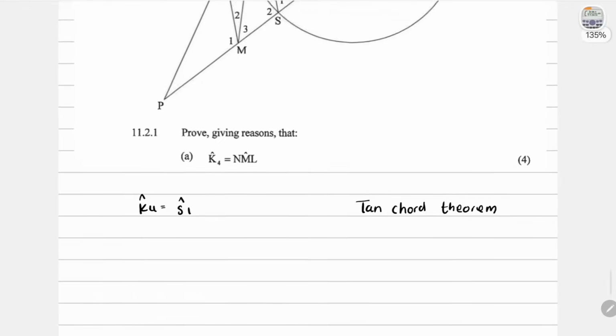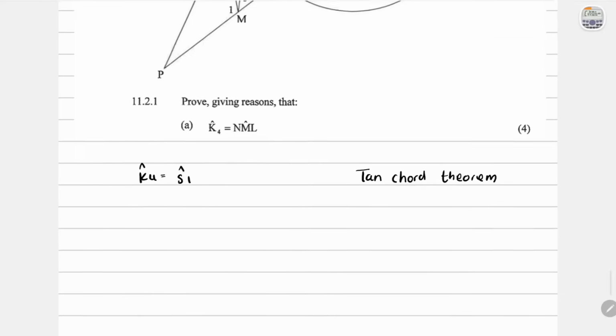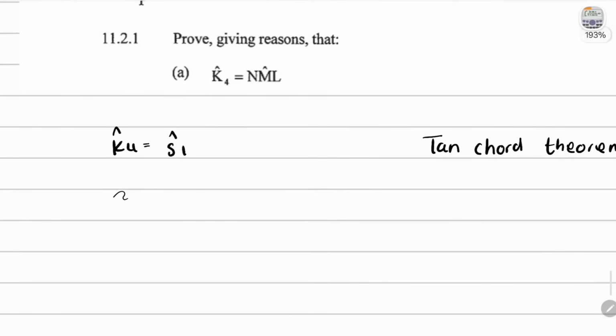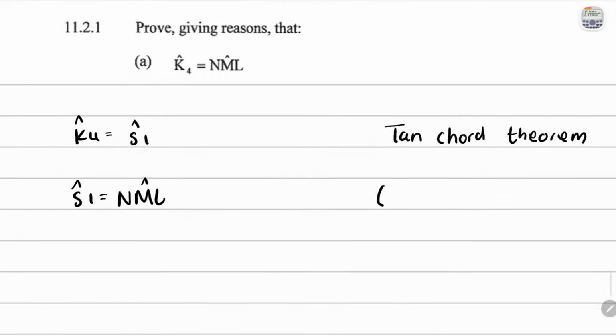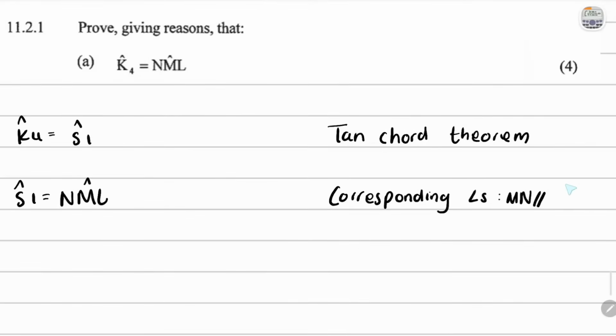And then we also know now that angle S1 is equal to this angle over here, which is angle NML, because of corresponding angles on parallel lines. So we can tell them that angle S1 is equal to that angle NML, and that is corresponding angles. Make sure to state the lines that are parallel. Okay, because MN is parallel to SK.